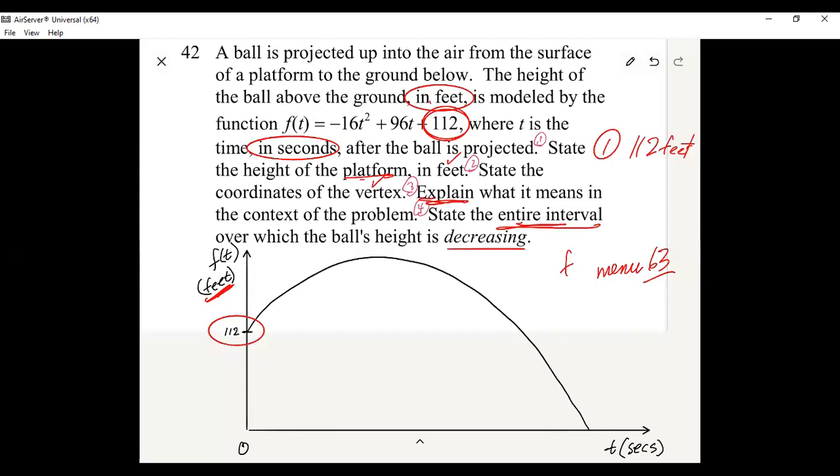So the maximum, question number 2, occurs at 3,256. That's the vertex. And now we're going to explain what it means. But before I do that, I'm going to go back and try to make my calculator look like that.